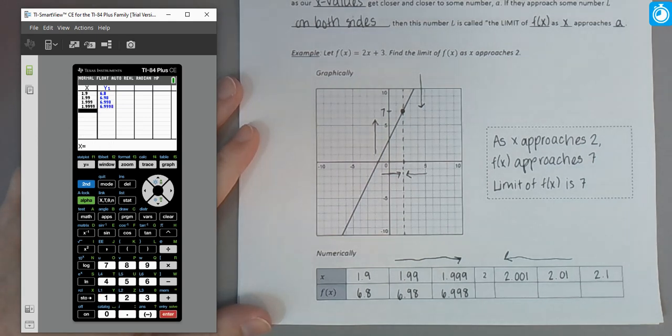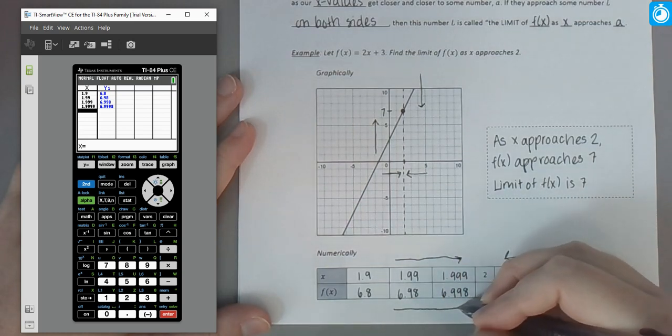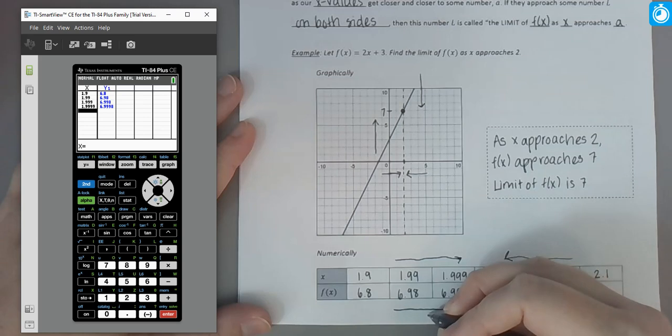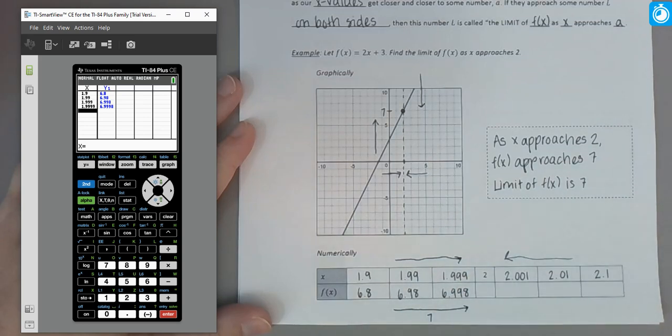That would be a little bit further. Well, again, same kind of pattern. What's happening? As we get closer and closer and closer to an x value of 2, the y values are getting closer and closer to a value of 7. So from the left-hand side, we're approaching a value of 7.